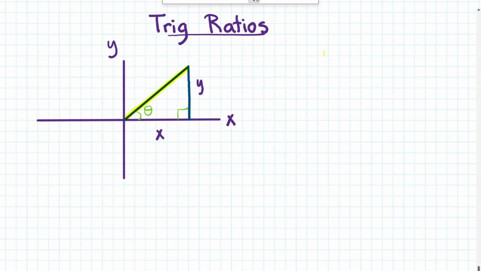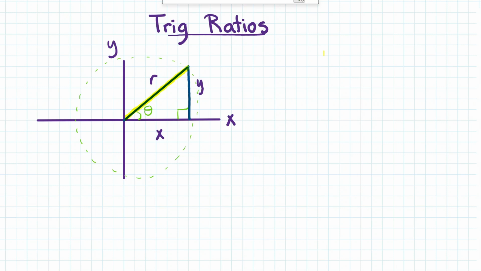And the reason why it's going to be labeled as R is because you can think of it as a radius of our unit circle. So if we were to extend out this whole line, if we sweep it out, we're going to get a full circle that has a radius of R. So that's why we are calling our hypotenuse our radius.